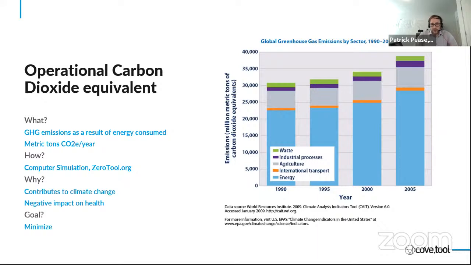And why are we calculating it? It's contributing to climate change, so we want to minimize it, and also its negative impact on human health. So we want to avoid as much of this as possible to improve the health of the communities that the hospitals are located in.